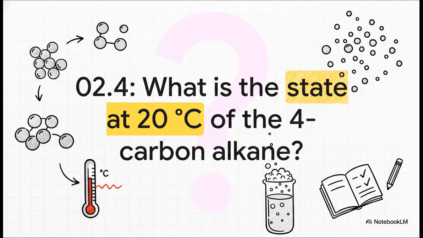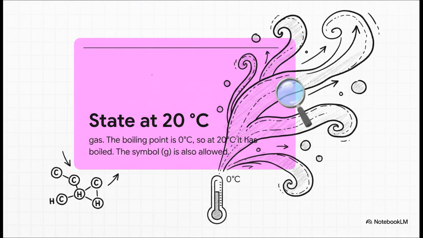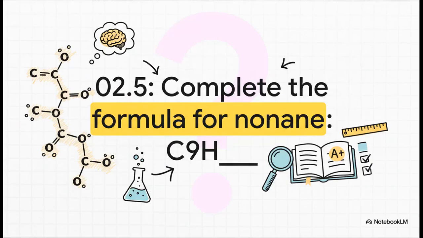Next up, a question that connects the data table directly to what you know about states of matter. Using that table, what's the state of the 4-carbon alkane at 20 degrees Celsius? You know, roughly room temperature. The answer? Just one word: gas. The logic is dead simple. The table says the boiling point of the 4-carbon alkane is 0 degrees. Since 20 degrees is obviously way above 0, that substance is already boiled. It's a gas. And look, the mark scheme even lets you use the state symbol, G. Easy.